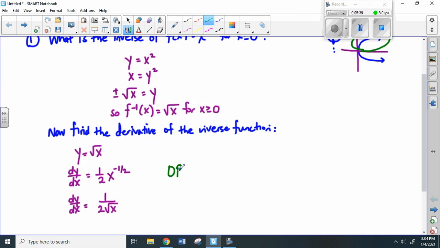Now I actually want us to do it a second time, but I want to do it using implicit differentiation. So instead of starting with y equals the square root of x and using a power rule, I want us to get x by itself. So I'm going to square both sides, and I'm going to take the derivative using implicit differentiation.